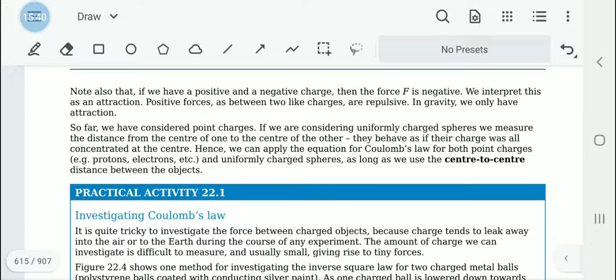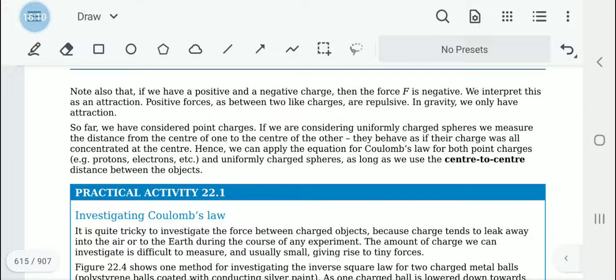This is a difference between electrical fields and gravitational fields, because in gravitational fields we consider only attractions.